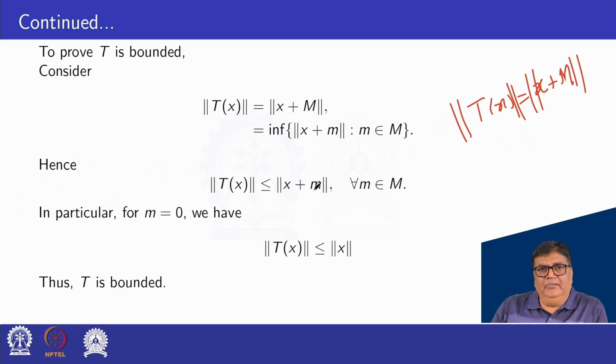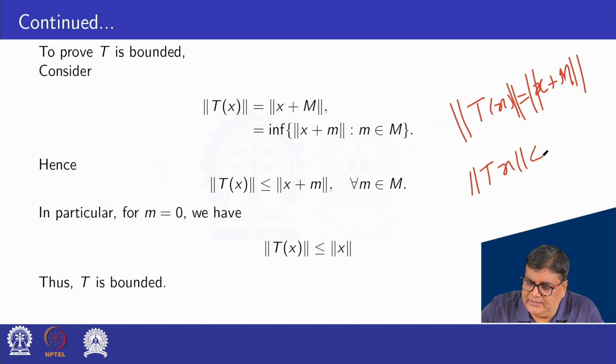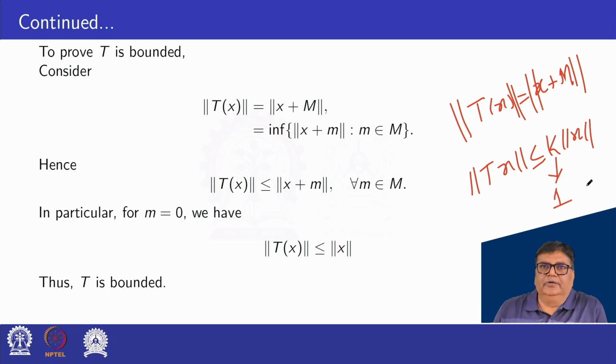In particular, m is equal to 0. We have norm Tx less or equal to norm x. Okay. This shows that T is bounded. Norm of Tx less or equal to k norm x, here k is 1. Okay, that is the condition of a bounded linear transformation is satisfied here. Thus, T is bounded.